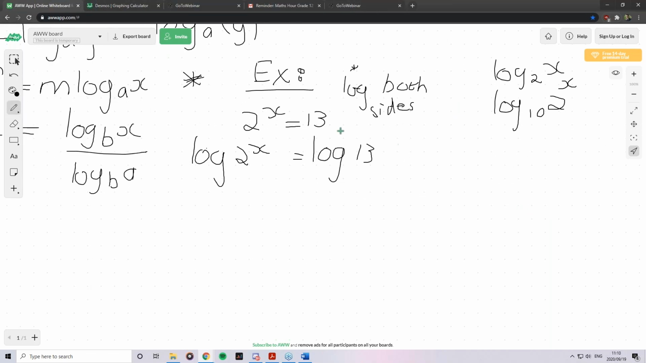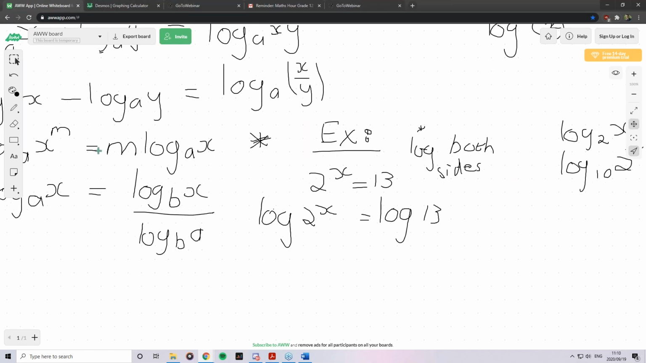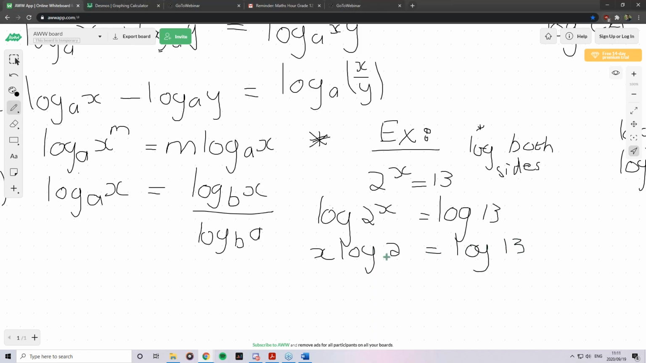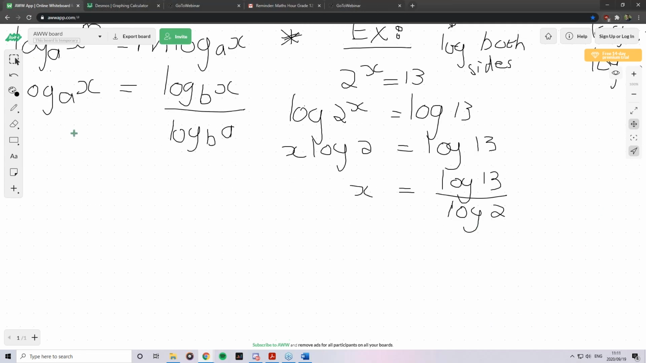Now from this log law here, that you're going to use probably the whole time, always, this becomes x log 2 is equal to log 13. Now x is just log 13 over log of 2. This is something you can type into your calculator. On your calculator there's a button for log, and you simply write log 13 over log of 2, and you get 3.7.